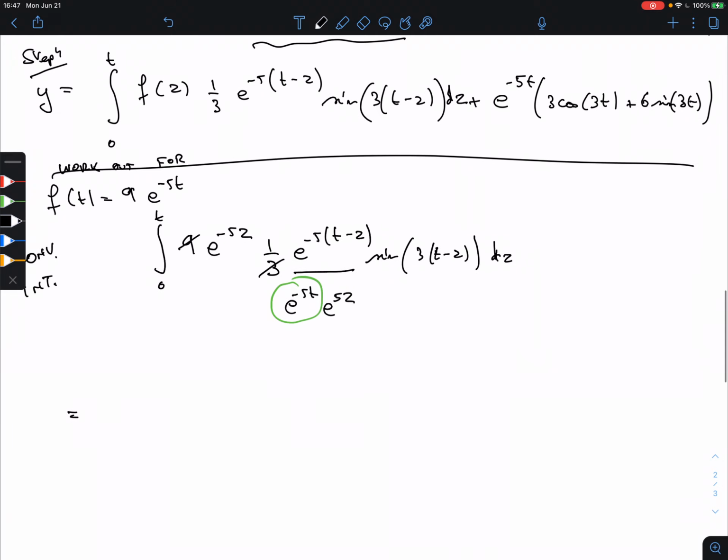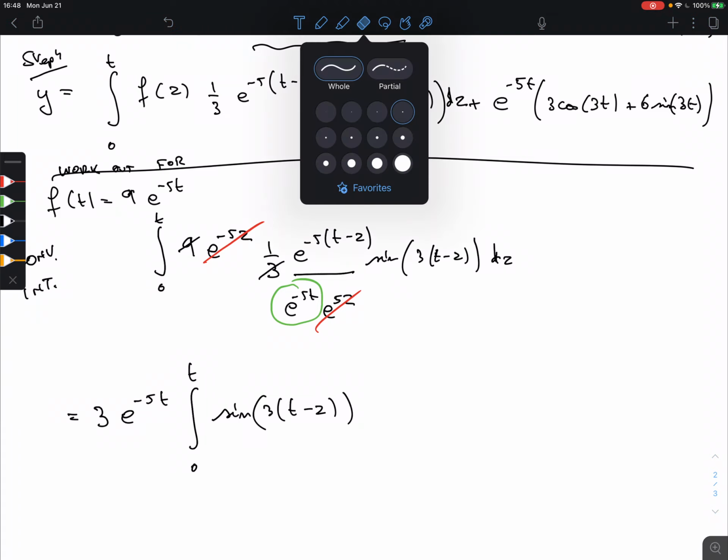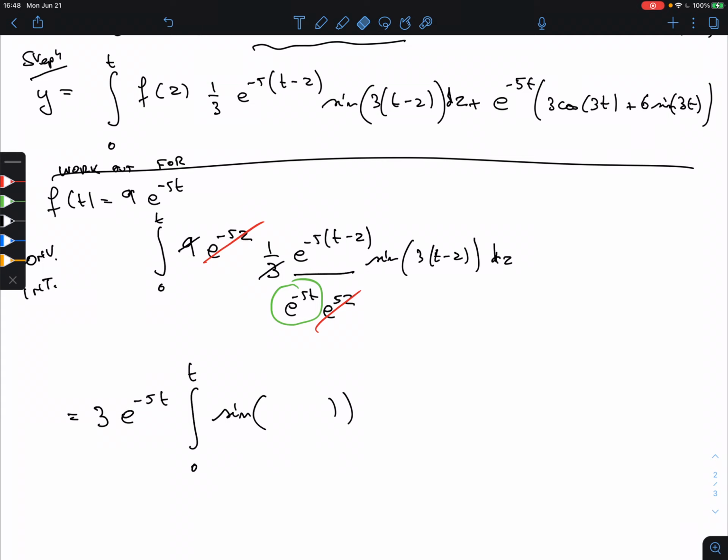So this is equal to, I bring out the 3, that's the 9 and the 3, right? I also bring out the e to the minus 5t. Then these two guys cancel each other out. And so I'm actually left with sine of 3t minus z. It's not necessary, but I'm going to expand this. So this would be 3t minus 3z dz.